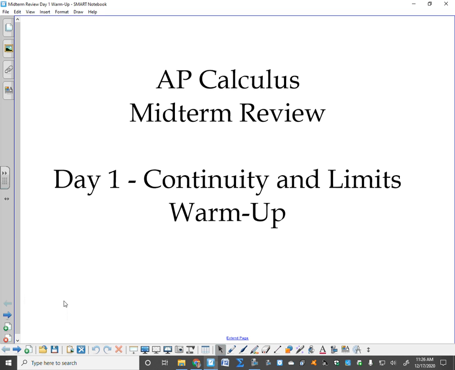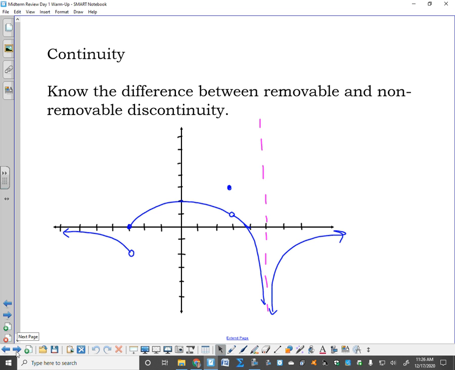All right, so this video is just going to walk you through continuity and limits, just a nice refresher so that you can do the review problems to get you ready for the midterm. So you have a copy of this and it has everything filled in, so I'm just going to be talking through it. You need to make sure that you know the difference between removable and non-removable discontinuity.